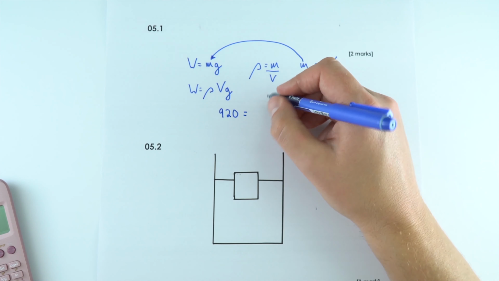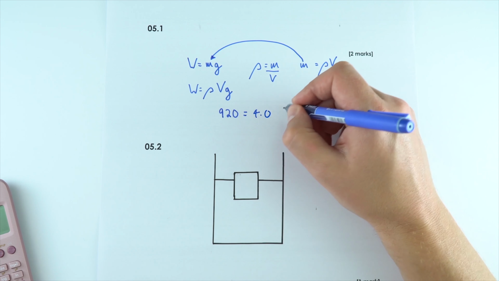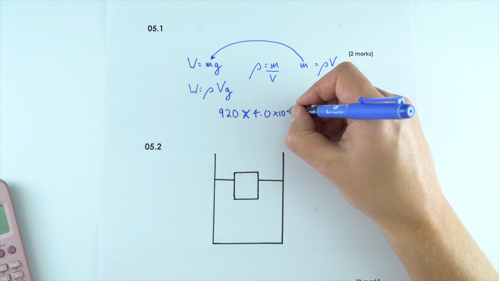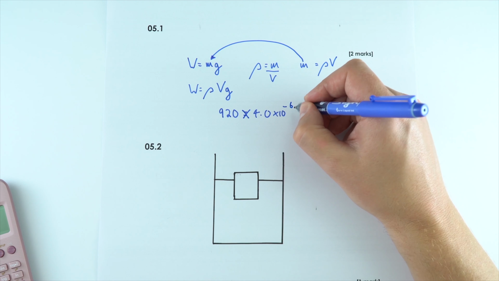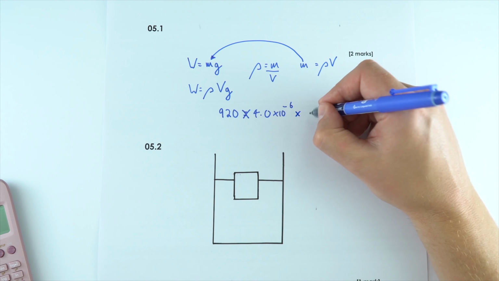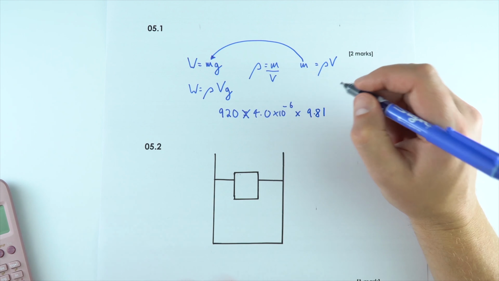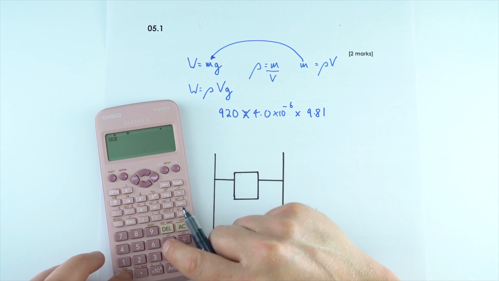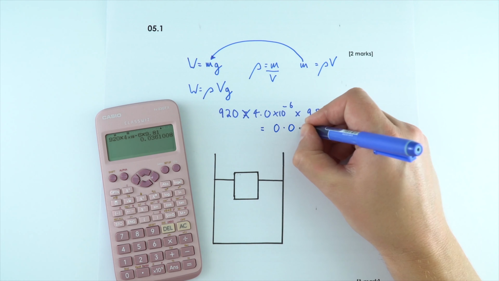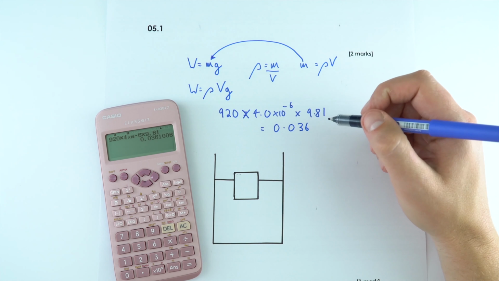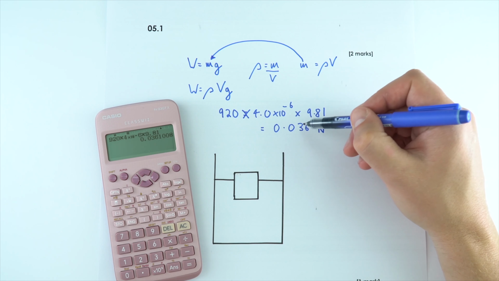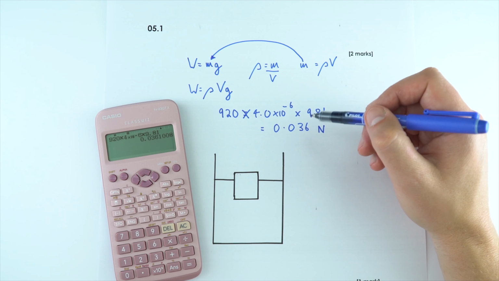For this one here, the density it gave us in the question was 920. The volume it gave quite nicely as 4.0 times 10 to the minus 6 cubic meters. So there's no conversion from centimeters or whatever into meters. And then the value of g is just 9.81. If we put those into the calculator, this gives an answer equal to 0.036. And because we're looking at the weight of something, that's in newtons. So that is the weight of the ice cube.